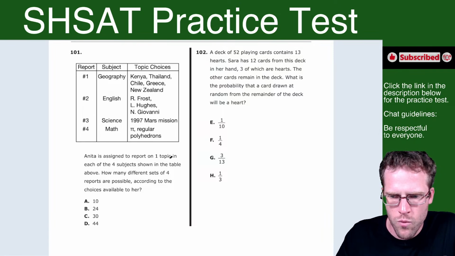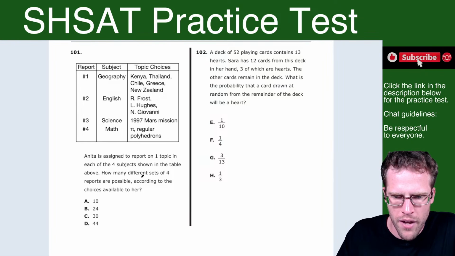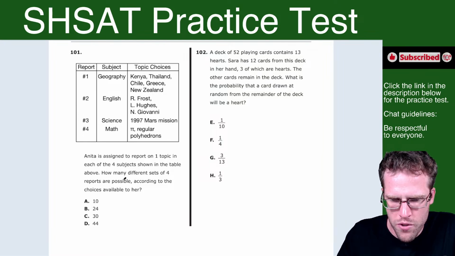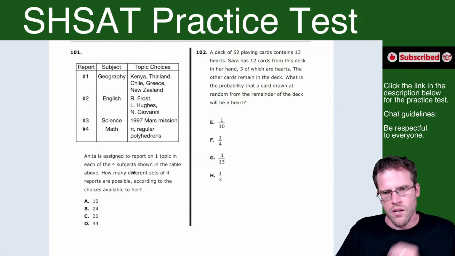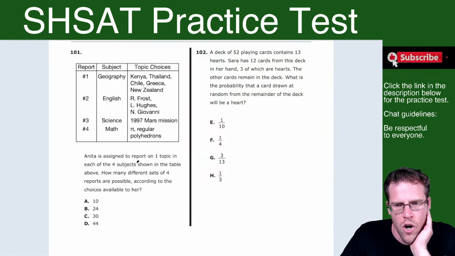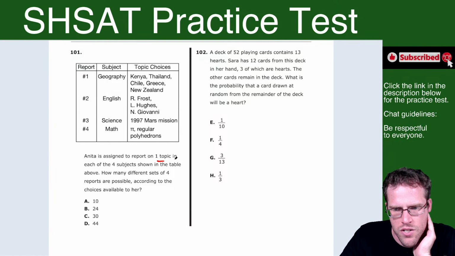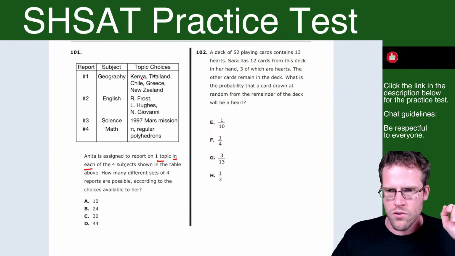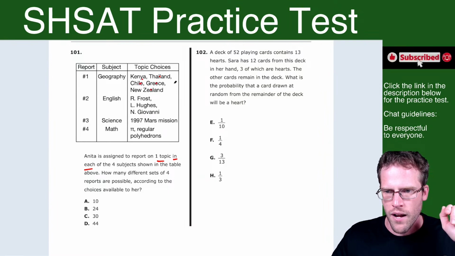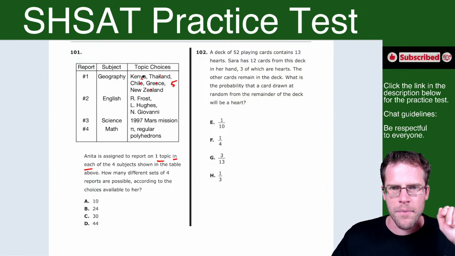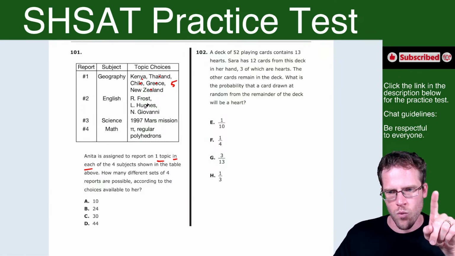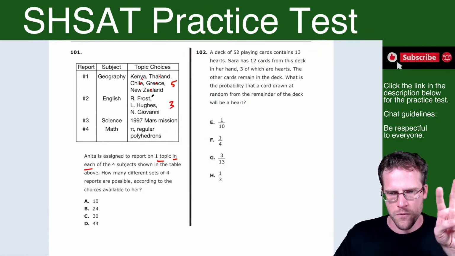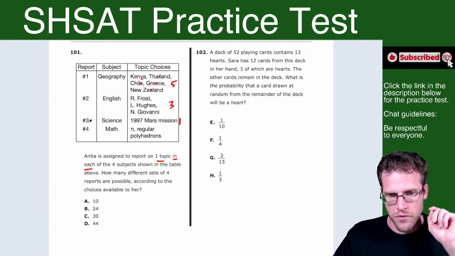Anita is assigned to report on one topic in each of the 4 subjects shown in the table above. How many different sets of 4 reports are possible according to the choices available to her? All right, so she has to report on one topic in each. So just know here, how many options are there?